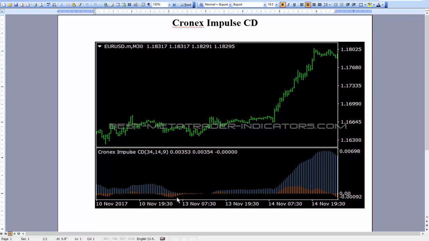As you can see, blue and the orange-red color here indicate that once it goes below the center line, blue going up, and as you can see, it did a huge move up here, quite a few pips.